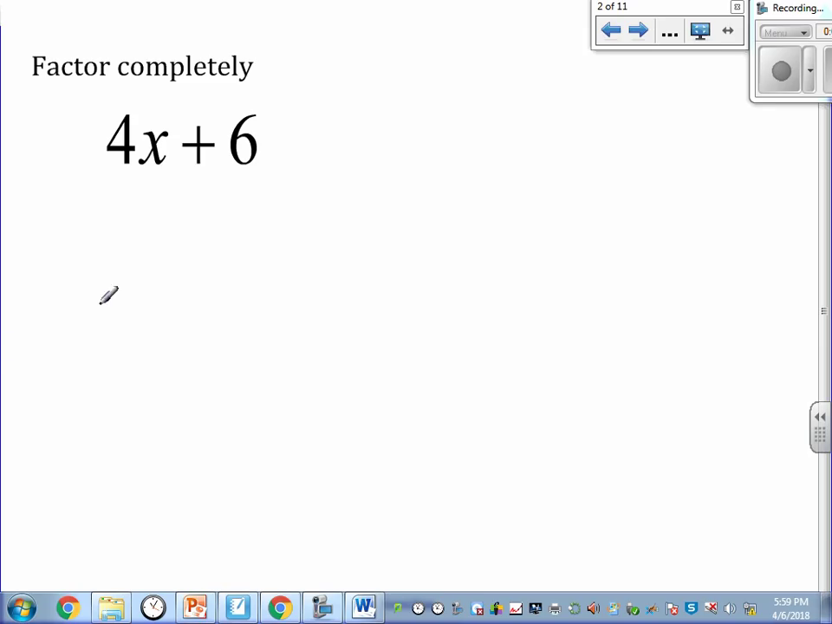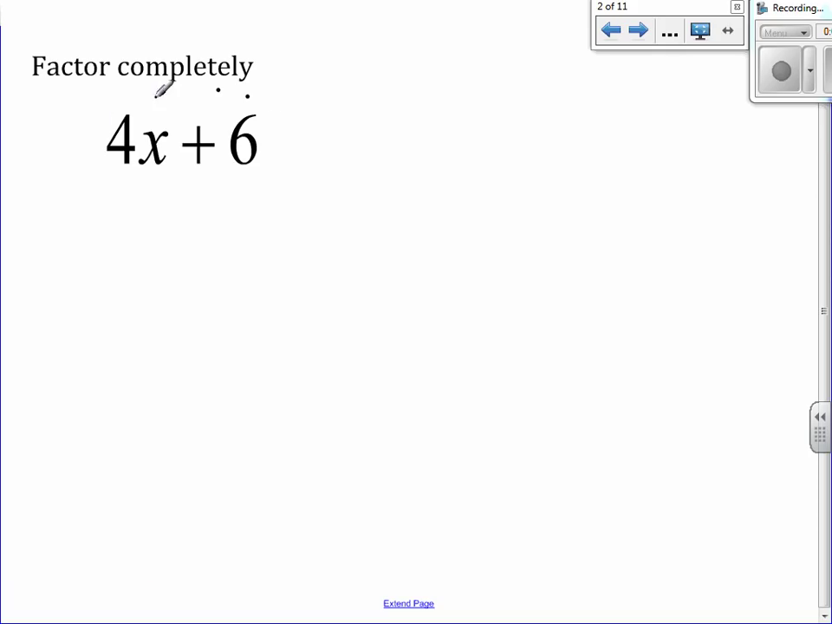Factoring means to make it a multiplication problem. And what we want to do is figure out what's the biggest factor of this thing here. What's the GCF? The GCF of 4x and 6. All right, let me do that down here. GCF. All right, that's our first step. We need to find the GCF.